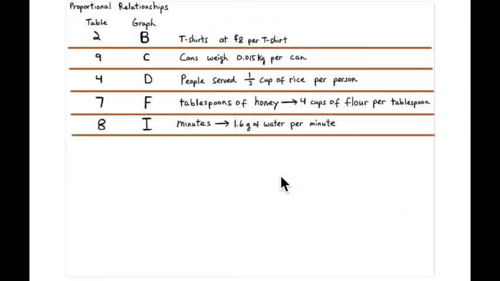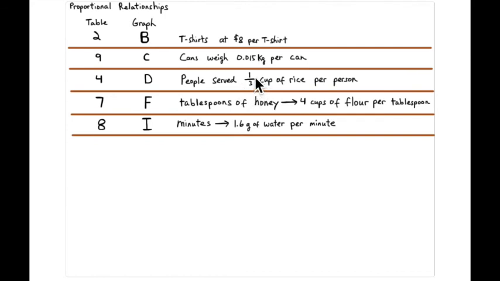So I put a table together that summarizes the relationships in these tables and graphs that we just got done doing. The first 5 listed are the proportional relationships. Tables are listed here, and the corresponding graphs are listed here. Students should practice just saying these words. So table 2, graph B is t-shirts at $8 per t-shirt. It's the relationship between dollars and t-shirts. Those are the two properties. Or 15 thousandths of a kilogram per can. So cans weigh 15 thousandths of a kilogram per can.